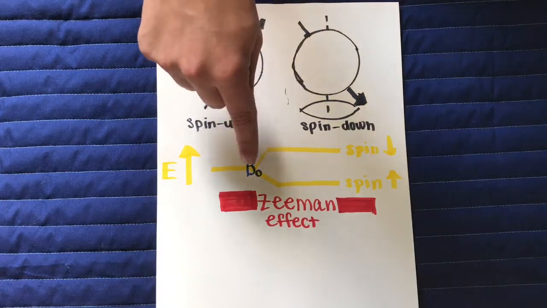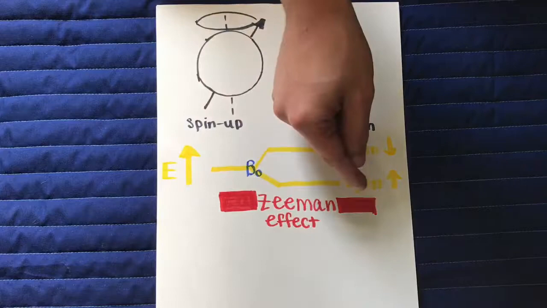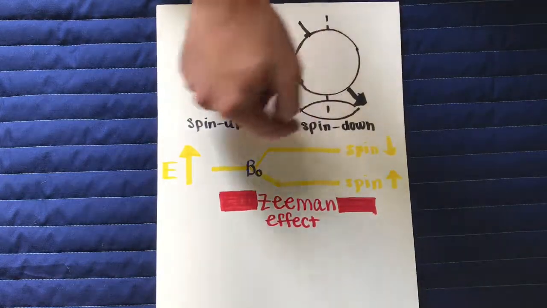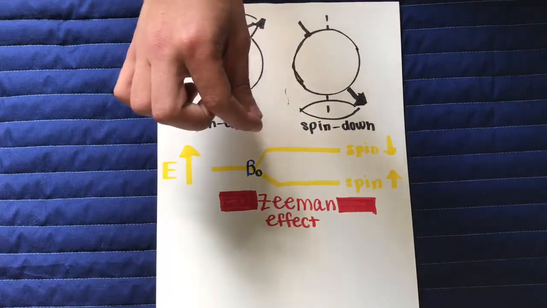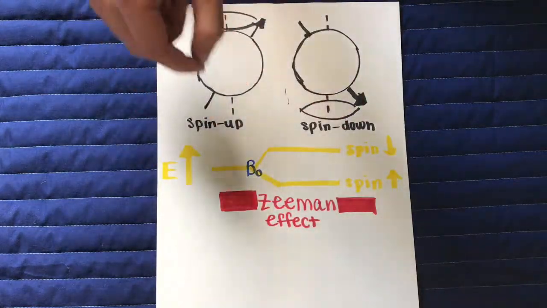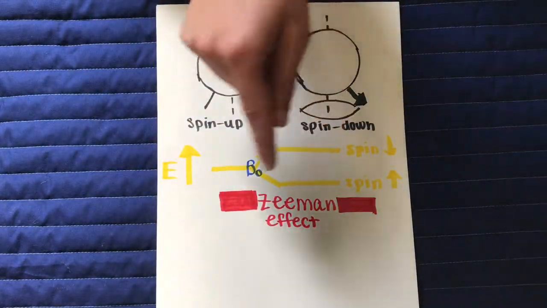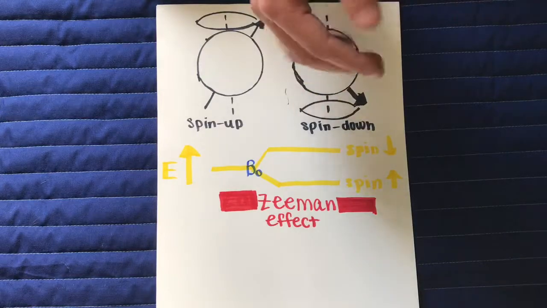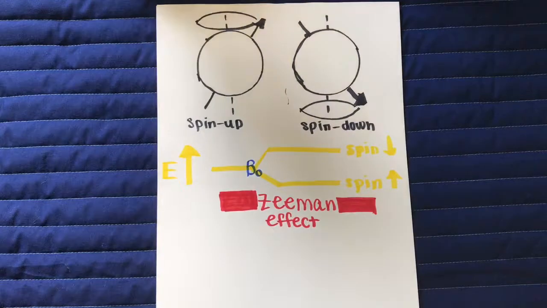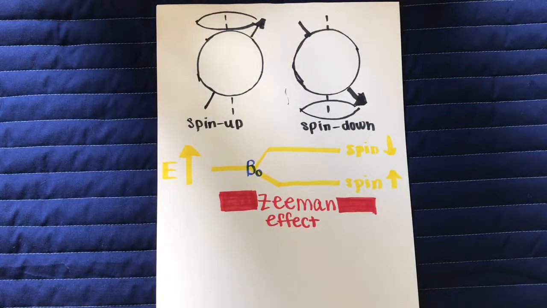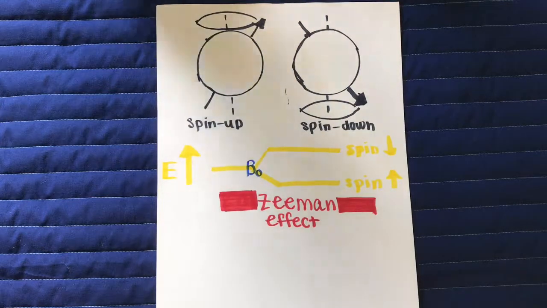Now when this B field is applied, this magnetic field, the spin-up protons will go to a lower energy state, whereas the spin-down protons will go to a higher energy state. They gain as much energy as the spin-up protons lose, so this shows the conservation of energy. Spin-down protons go to a higher energy state because spin-down is a more unstable phase, whereas the spin-up phase is more stable than it was before precession. Now this phenomenon is known as the Zeeman effect and shows the conservation of energy.